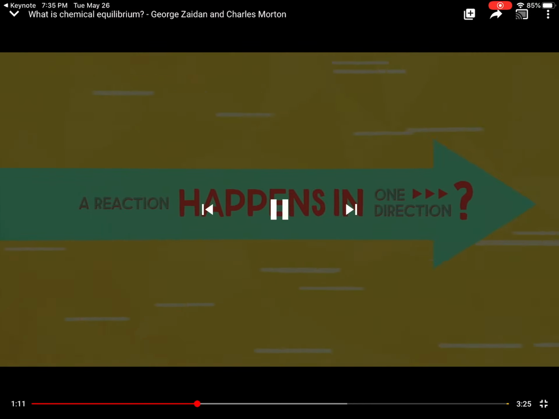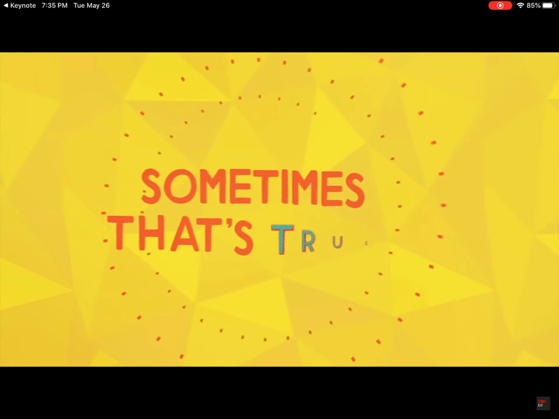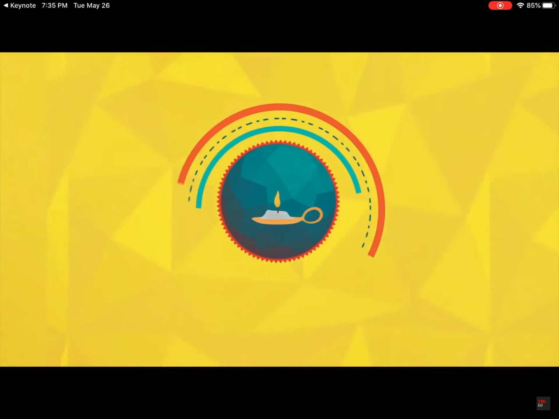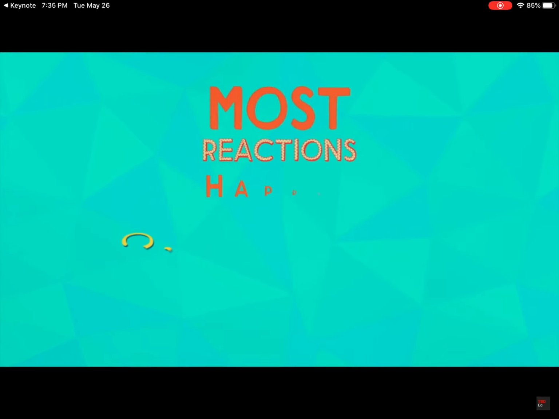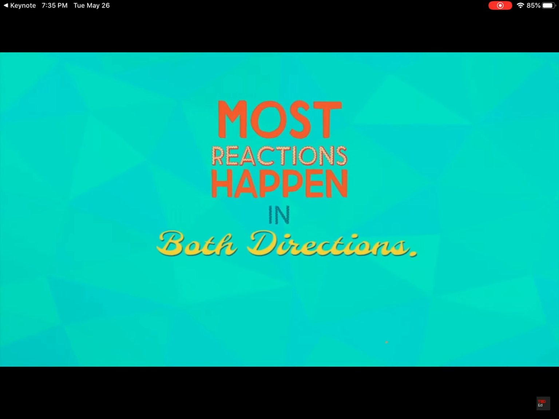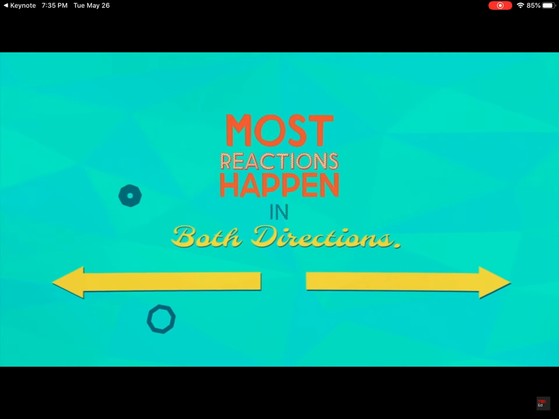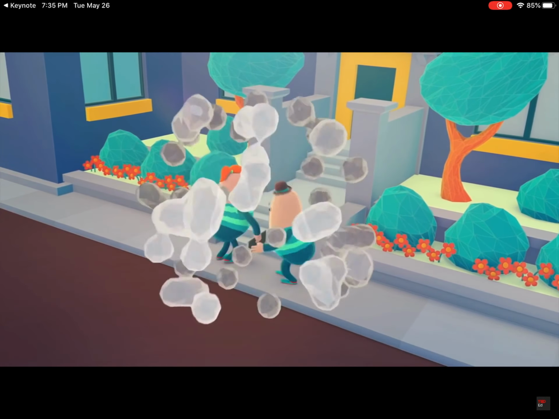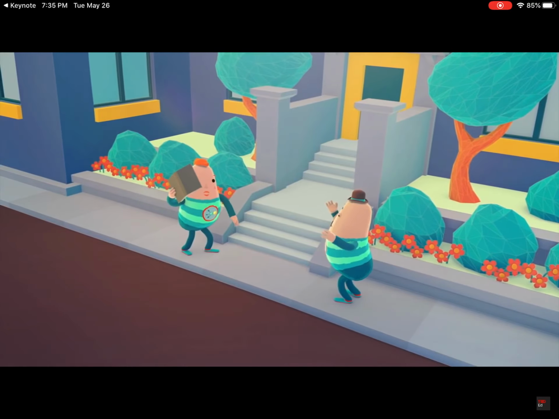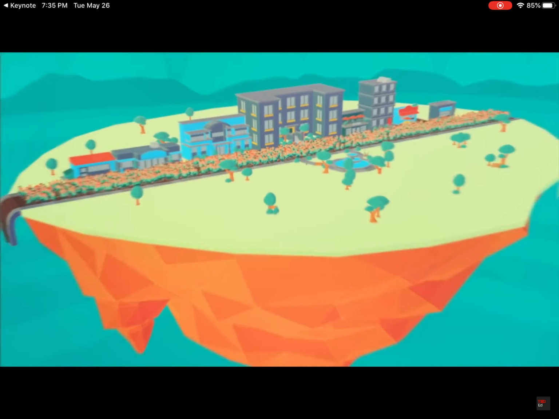That a reaction just happens in one direction and that's it. Sometimes that's true. For example, things can't unburn or unexplode. But most reactions can happen in both directions, forward and reverse. There's no reason that our face arm guy can't bump into armless girl, reattaching that arm back to its original socket.